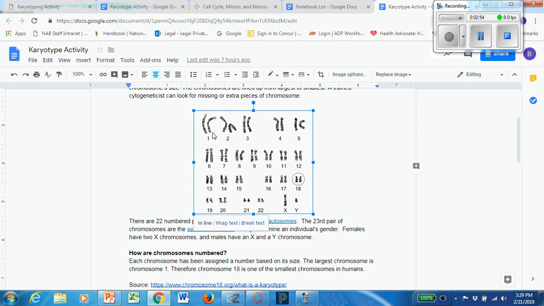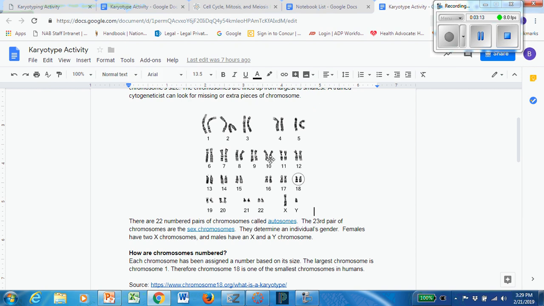Each parent donates a chromosome during reproduction. As an individual goes through meiosis and makes gametes, half of the chromosomes, or 23 chromosomes, will come from the sperm and half will come from the egg. You put them together and you get a diploid individual.